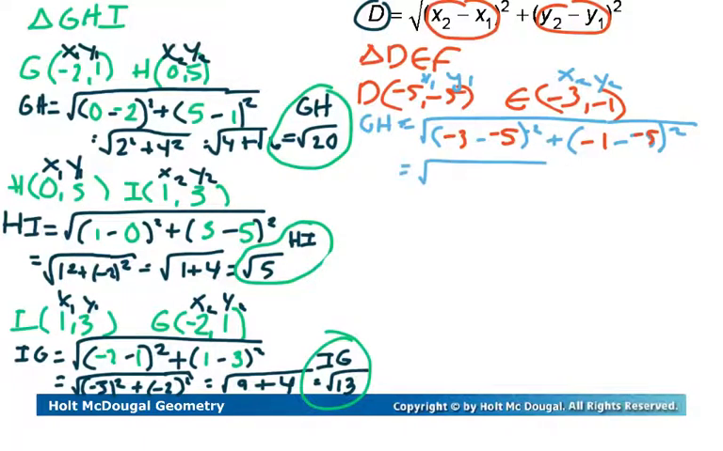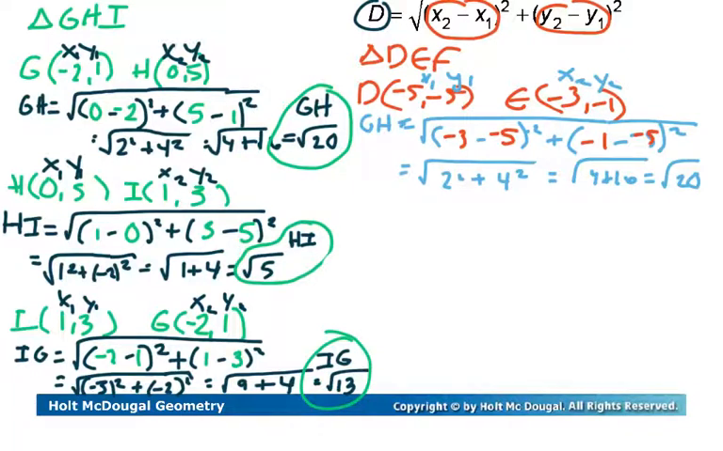Alright, so we end up with the square root of negative 3 plus 5, which is 2 squared. And then to that we'll add negative 1 plus 5, technically, so 4 squared. And so that's going to end up being the square root of 4 plus 16, which is the square root of 20, which hopefully we then realize is the same as GH.